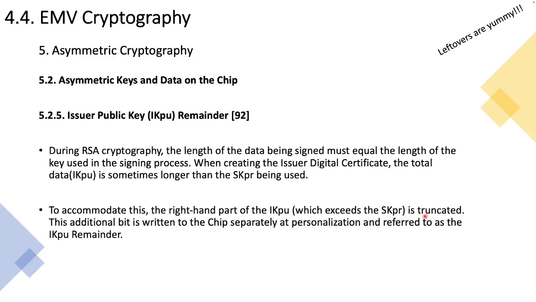Let's assume that the issuer public key is 100 bytes long, and the scheme private key is 92 bytes long. So there's a difference of 8. The issuer public key is 8 bytes longer than the scheme private key. So first we truncate those last 8 bytes. Basically, we truncate the issuer public key so that its length is now the same as the scheme private key.